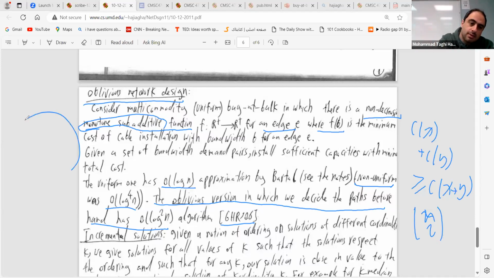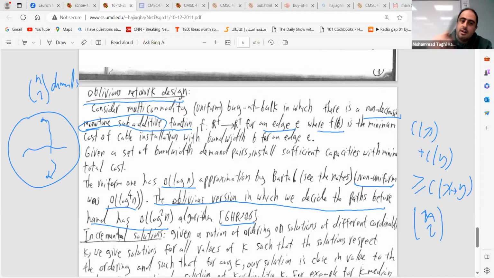The demands are coming essentially on different parts. For each demand, I will give you a path in advance. So for these n choose 2 demands, all of them are coming, and I give you the path in advance. Now, whenever some of these demands come, just use my path. This is for buy-at-bulk.